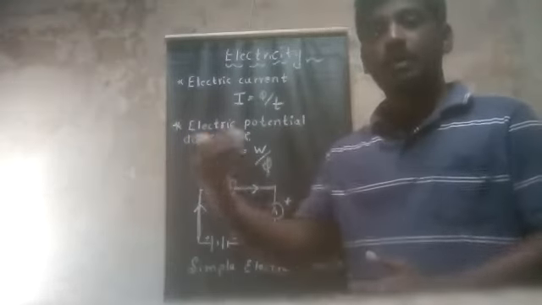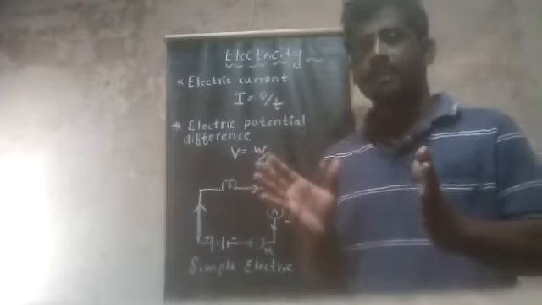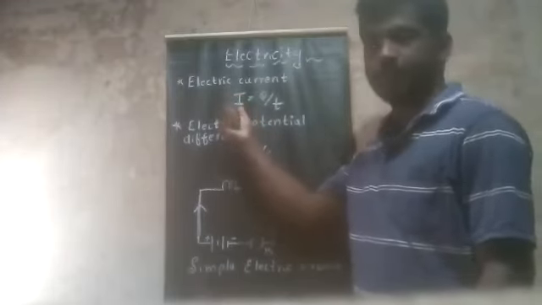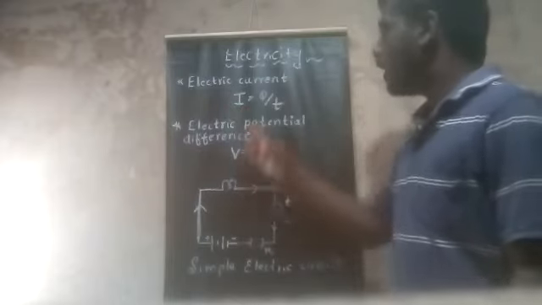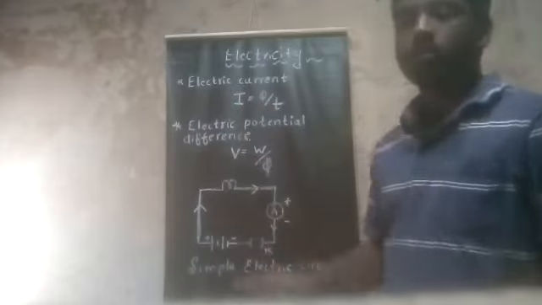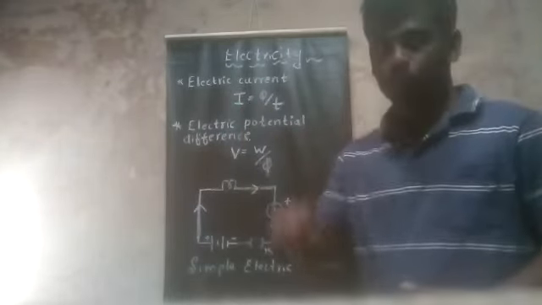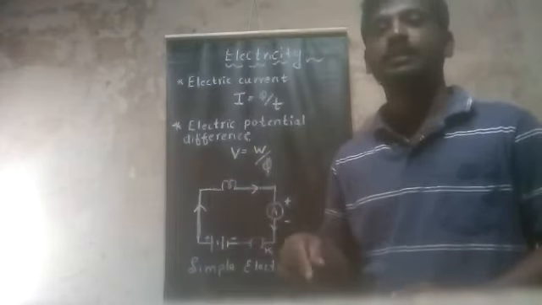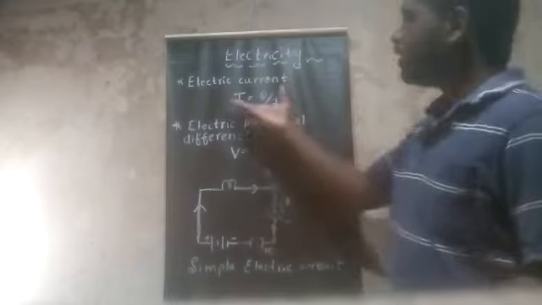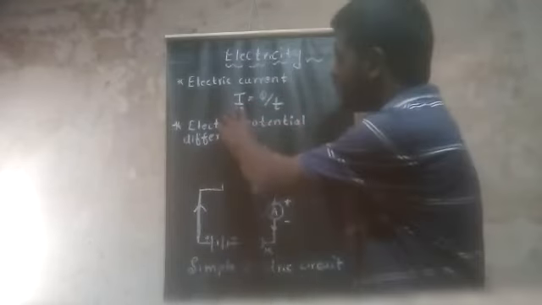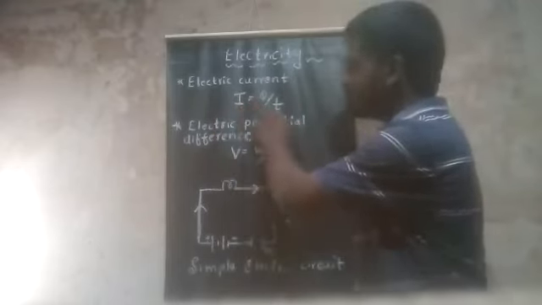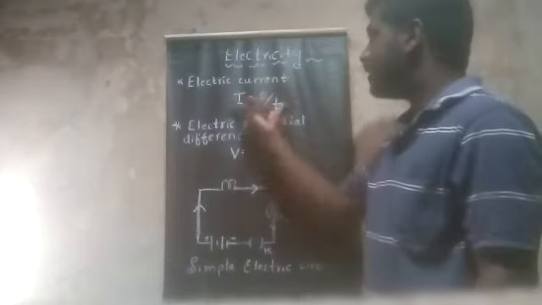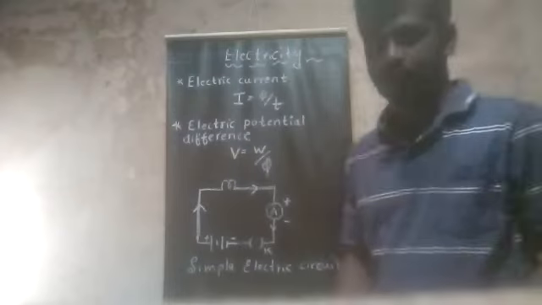Rate means per time. Mathematically we give a symbol for electric current, which is I. Electric current I is equal to, the symbol for charges is Q, and time we always denote by T, that is in seconds. So rate of flow of charges means I is equal to Q by T. That is the mathematical expression for electric current. So that is the basic definition of electric current.